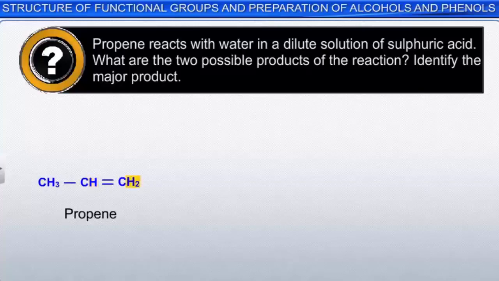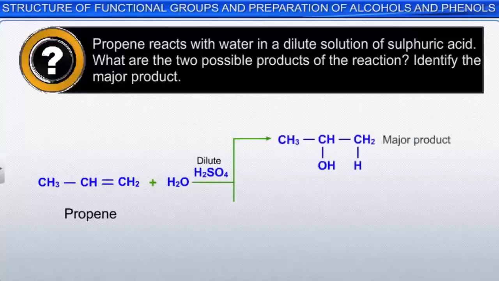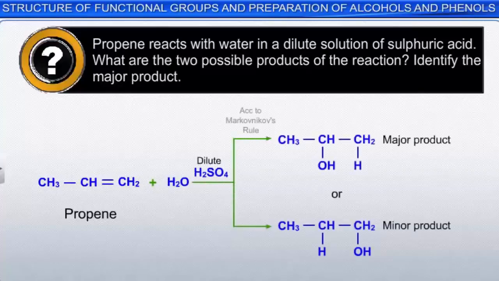Draw the two possible alcohols that could form. Using Markovnikov's rule, we can determine that the upper product shown is the major product of the reaction, the H atom added to the carbon with more hydrogen atoms. The lower structure is the minor product of the reaction.